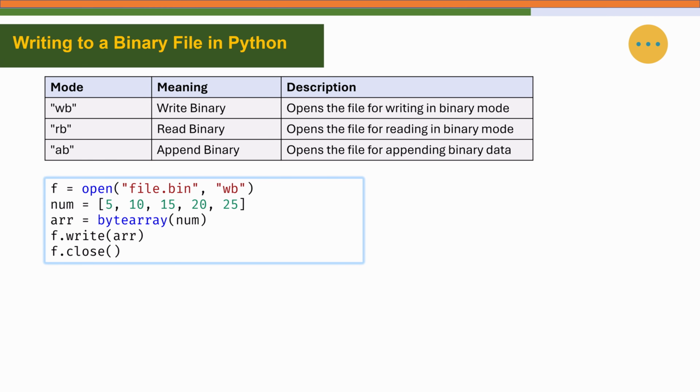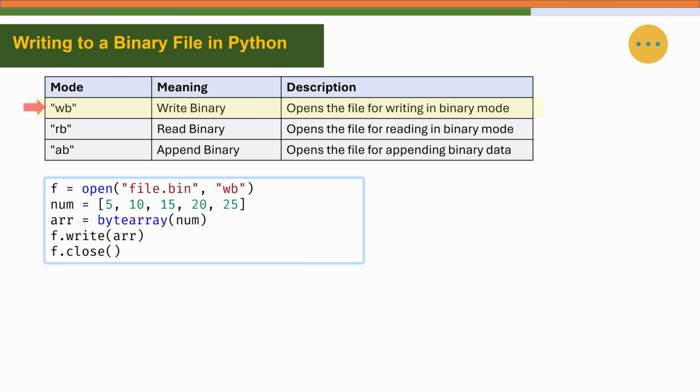Up till now, we have been working with text files where Python reads and writes human-readable strings, like words and numbers in plain text form. But what if we want to work with raw binary data? For example, when saving images, videos or serialized numeric data. For that, Python provides binary file handling modes such as WB for writing, RB for reading and AB for appending binary data. Let's look at an example.